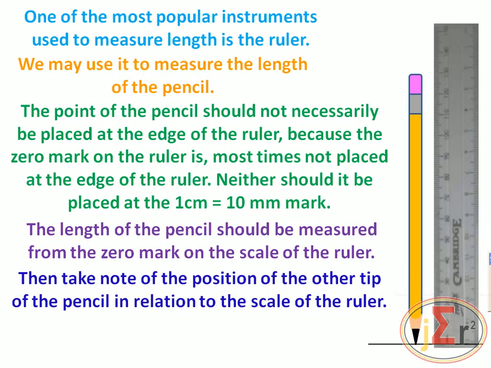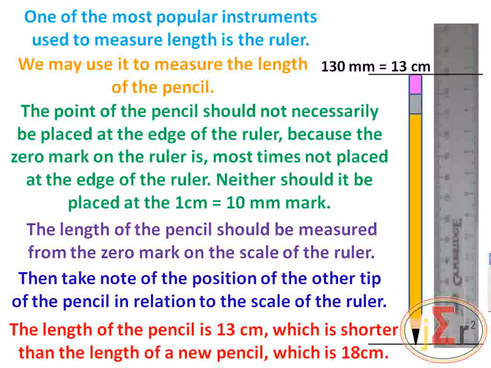Right, so we will take a look at it by paying attention to where the other tip of the pencil is in relation to the scale. So there it is, right there. So we have 130 millimeters, which is the same thing as 13 centimeters. The length of the pencil is 13 centimeters, which is shorter than the length of a new pencil. And the length of a new pencil is approximately 18 centimeters.